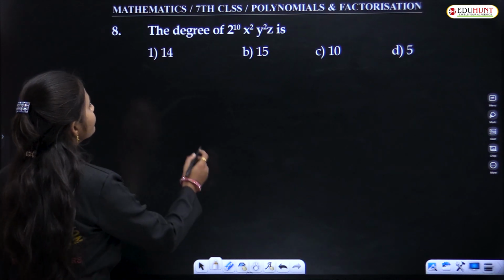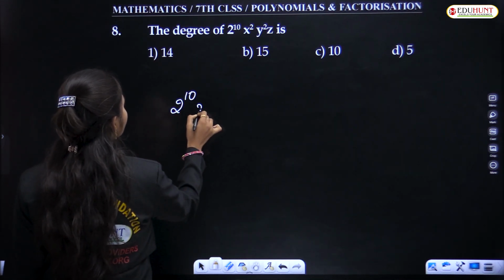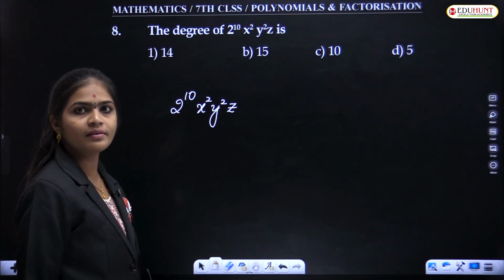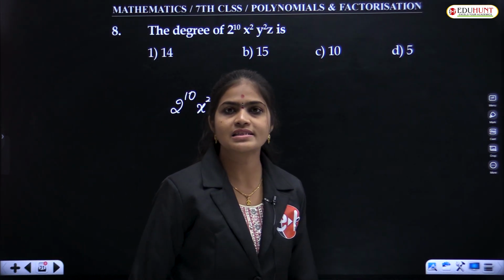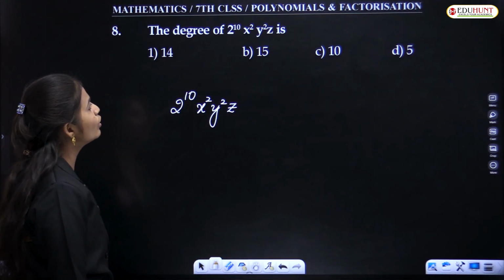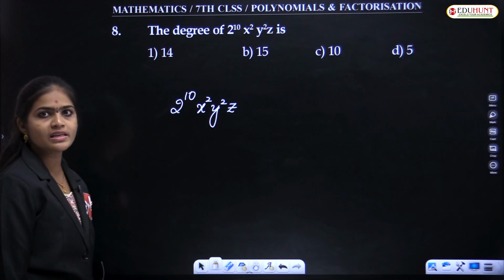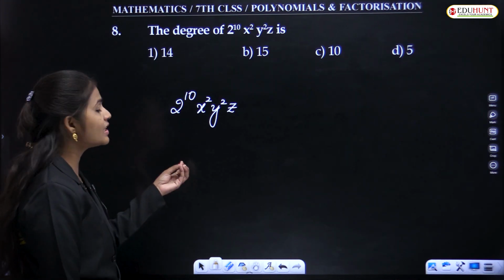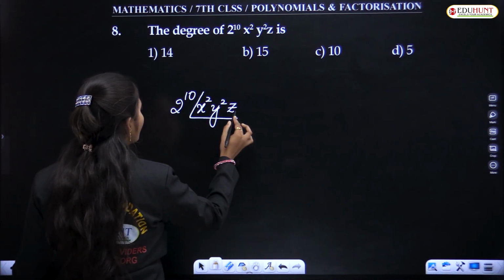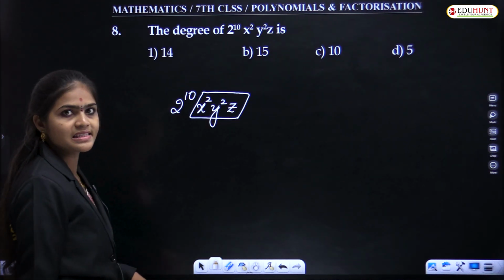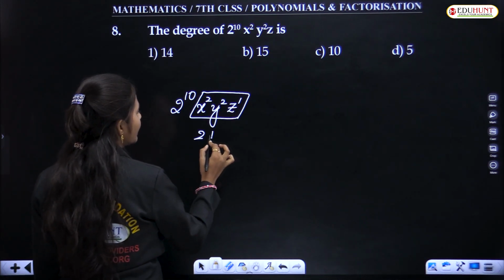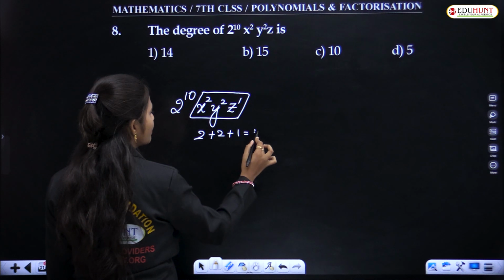The degree of 2 power 10 x square y square z. Actually, what does degree mean here? A constant's power, its degree is always 0, we have to take it. So here we have to check the degree of the term. While you are checking the degree of a term, you just have to observe the powers of only the variables. That is x square y square z power 1, so we can write this as 2 plus 2 plus 1 is equal to 5.